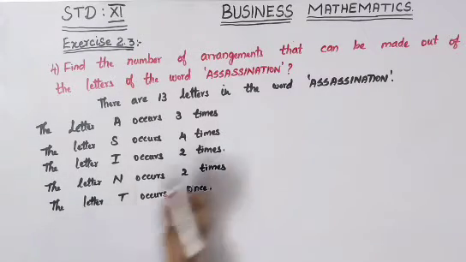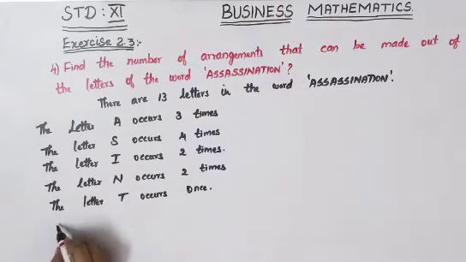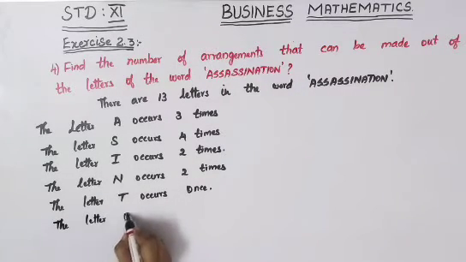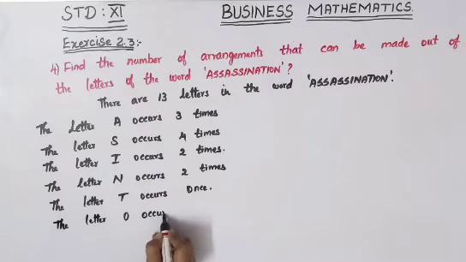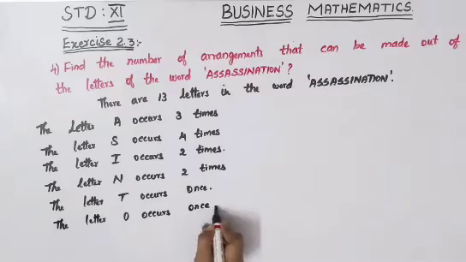The next is T over. I is also over. We have got O over there. So the letter O occurs. Again that is also only 1. So we can write once.